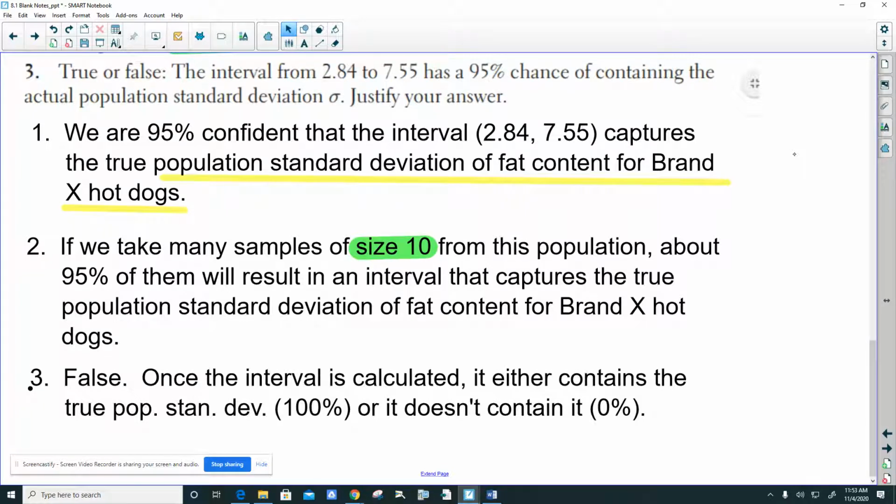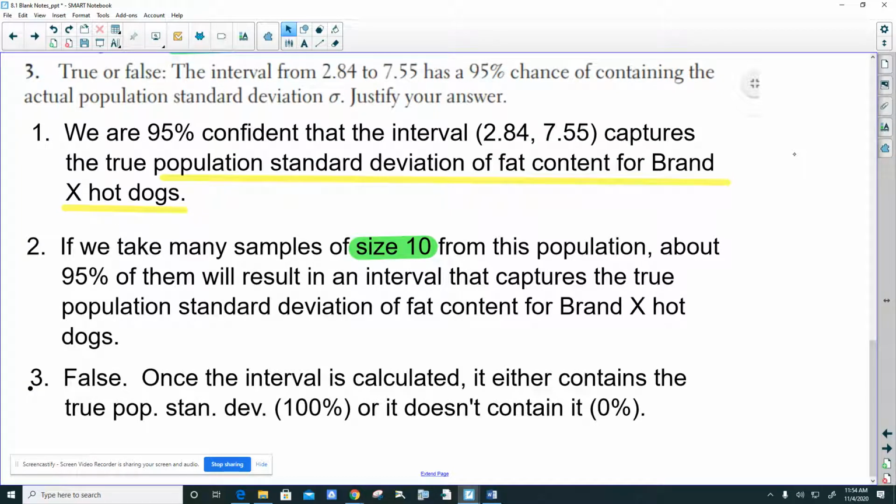Once you have your interval calculated, then either your population standard deviation is contained in that interval 100% of the time, or it's not contained in it. That is, once you have constructed a confidence interval, you have one and you're looking at it, it's either going to be in it or it's not going to be in it. So that is a false statement there.